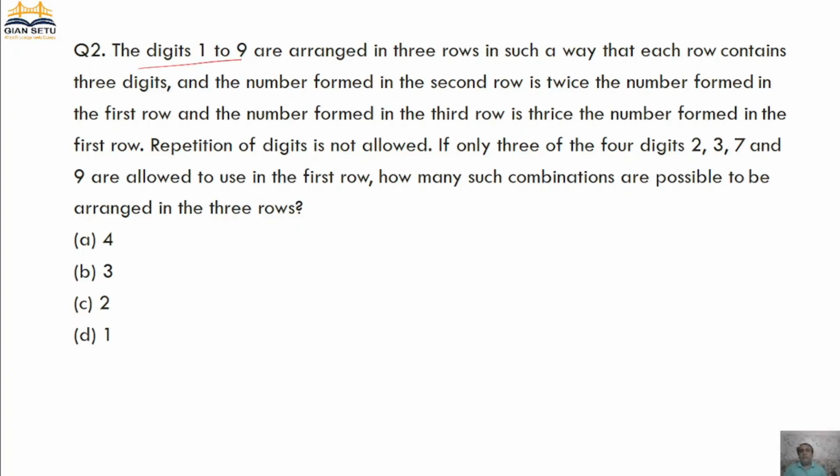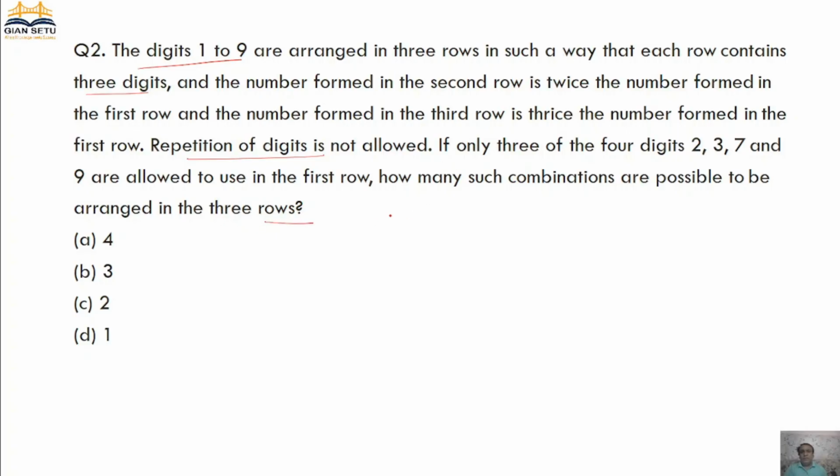The digits 1 to 9 are arranged in 3 rows in such a way that each row contains 3 digits, and the number formed in the second row is twice the number formed in the first row, and the number formed in the third row is thrice the number formed in the first row. Repetition of digits is not allowed. If only 3 of the 4 digits 2, 3, 7 and 9 are allowed to use in the first row, how many such combinations are possible to be arranged in 3 rows?